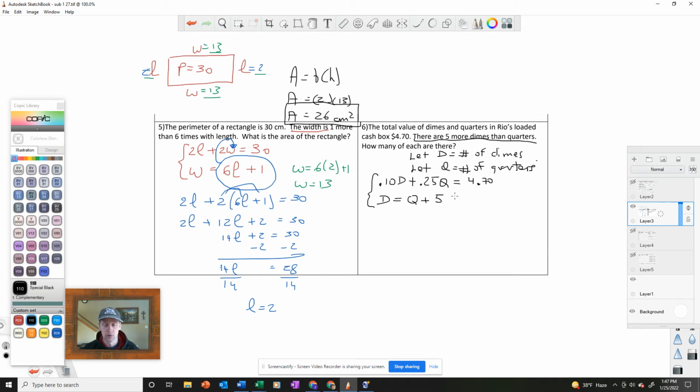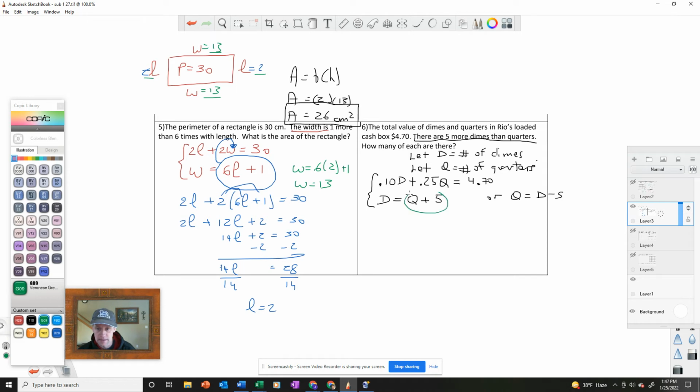So if I take the number of quarters and add 5, it'll be equal to the number of dimes. You could have written it differently, I suppose. You could have said that the number of quarters is equal to the number of dimes minus 5. That would have also been true, since there are 5 more dimes than quarters. This one too says substitution to me. So I'm going to use substitution to solve it.